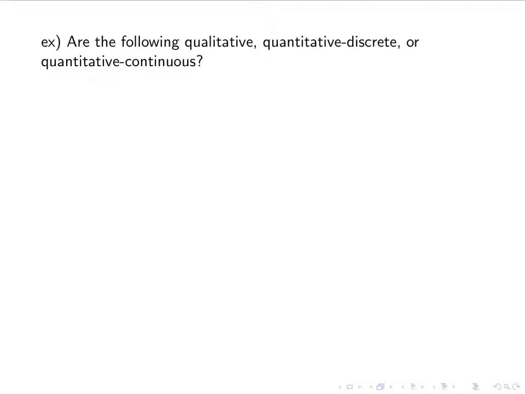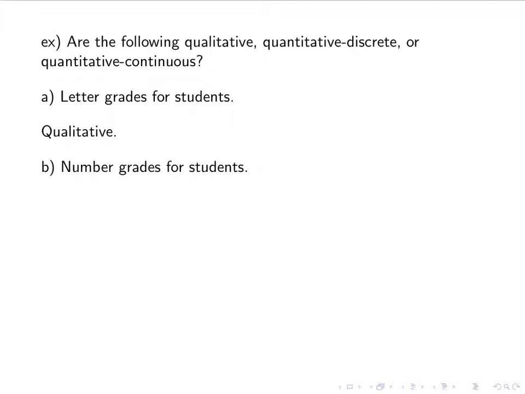So we're going to do a couple of examples of just figuring out what type of data is qualitative, quantitative discrete, or quantitative continuous. The first one is a letter grade for a student. A letter grade implies category, which is qualitative. You can have an A, you can have a B minus, you can have a C plus. Those are categories. Versus the number grade for a student. Your number is typically associated with a letter. Again, the letter is qualitative. The number is quantitative. It's measuring your grade.